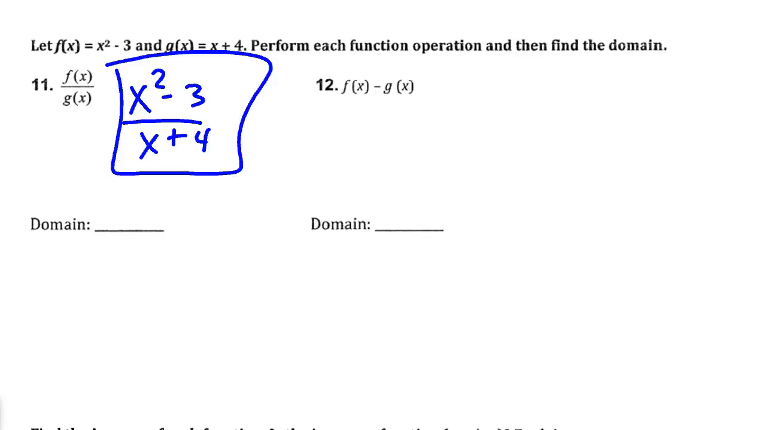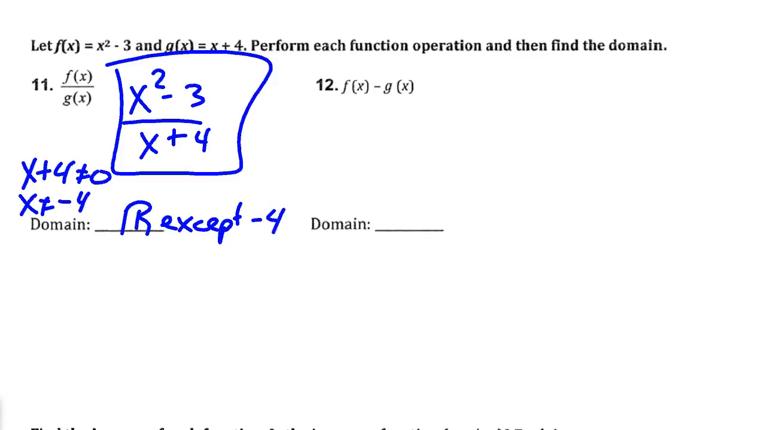There are two questions to ask ourselves. Question 1: do we have any even roots? And I don't. I've got a square, but that's not a root. Question 2: do I have a denominator? I do. x plus 4 is in the denominator. So when I have a denominator, I say it can't equal 0. Therefore, x cannot equal negative 4. So the domain is all reals except negative 4. Everything else will work. Plug in negative 4, I'll get 0 in the denominator. And we've got a subtract problem.